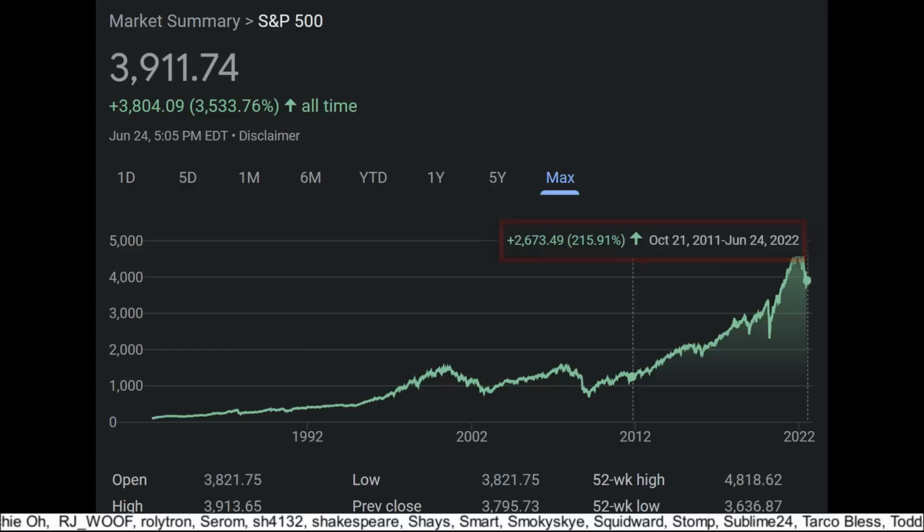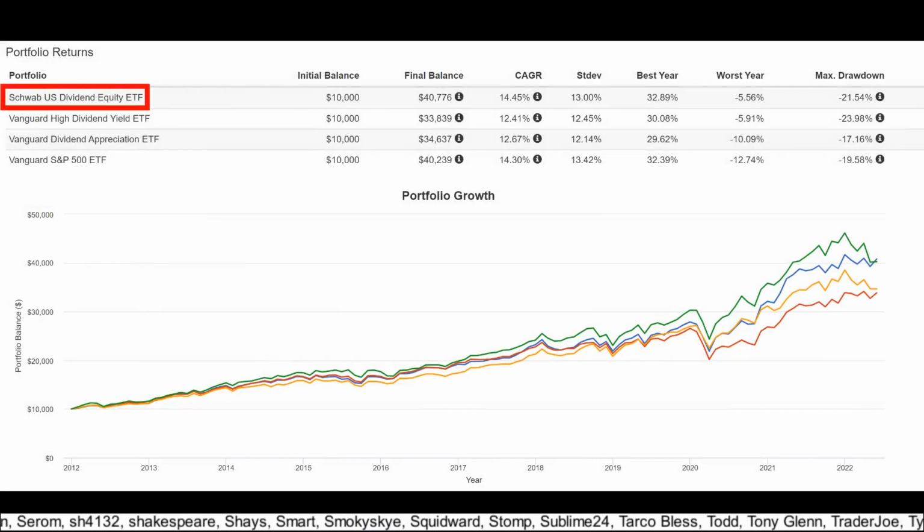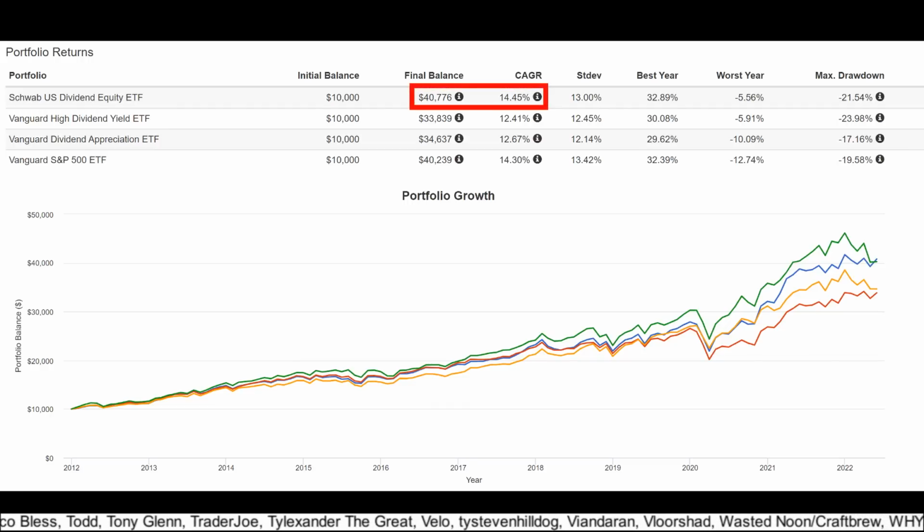But now let's look at total returns, which also includes reinvested dividends. I backtested SCHD against the S&P 500, as well as against VYM, which is the Vanguard High Dividend Yield ETF, as well as against VIG, which is the Vanguard Dividend Appreciation Index Fund. And now we see that when we include reinvested dividends, then SCHD outperforms all of those, including the S&P 500. Specifically, SCHD had an annualized 14.45% return since inception, which is awesome.